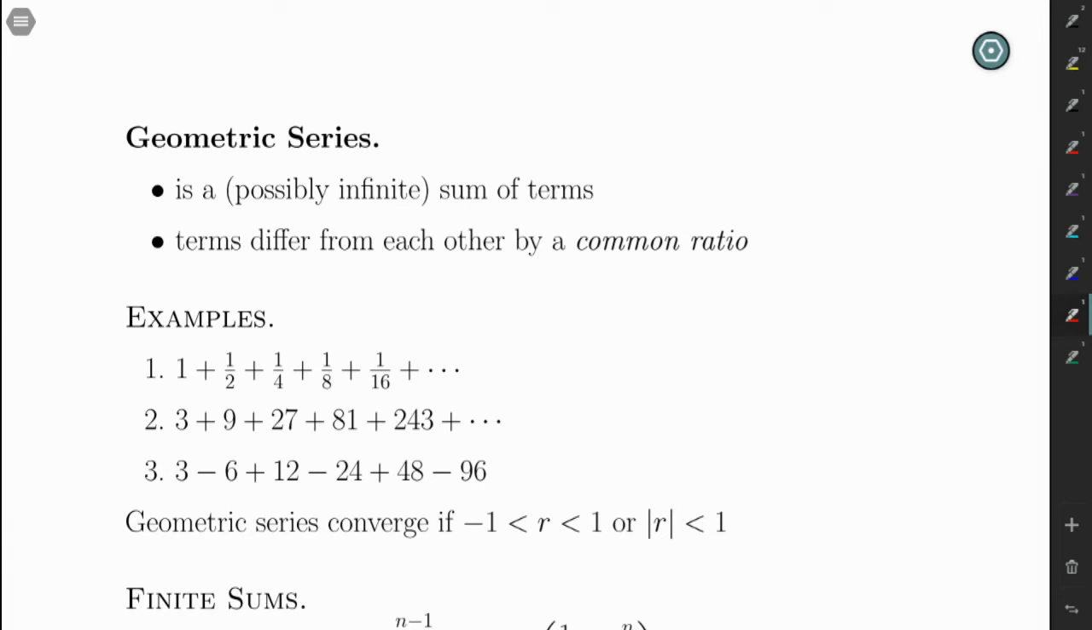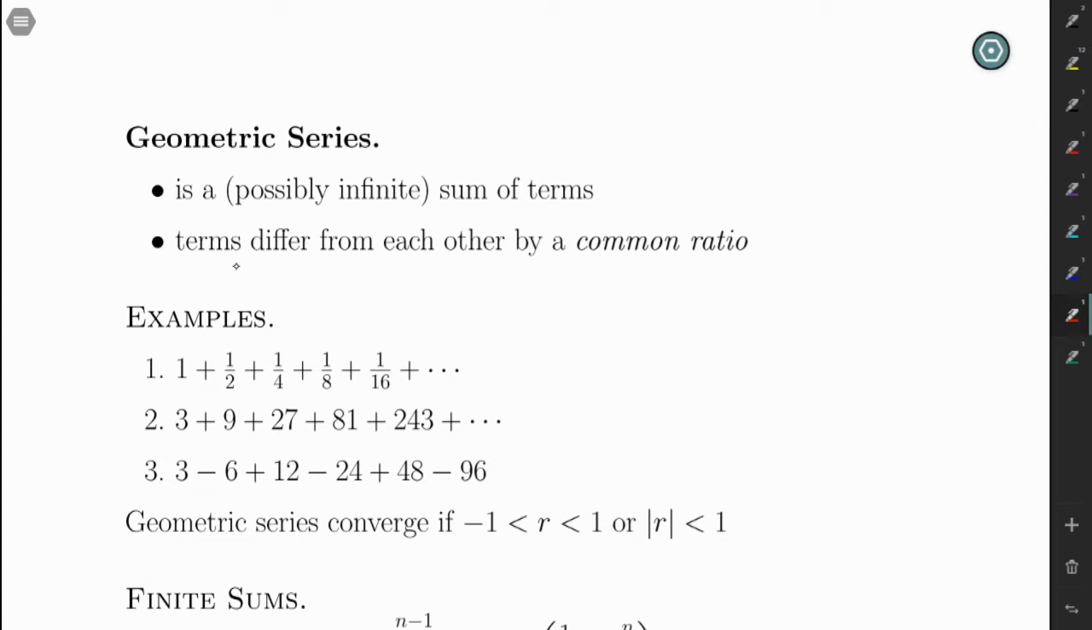So let's talk about geometric series. A series in general is a potentially infinite sum of numbers or terms. All of the examples I have here are of series. The first two are infinite and the last one is finite.